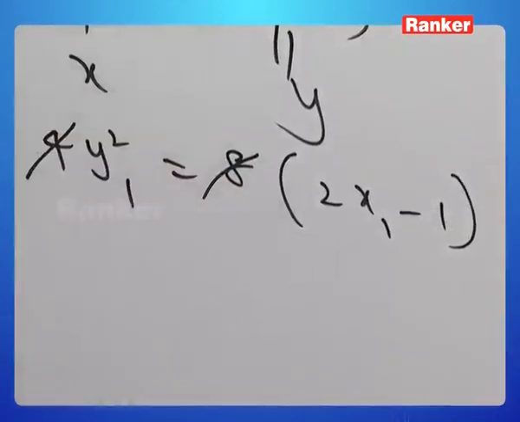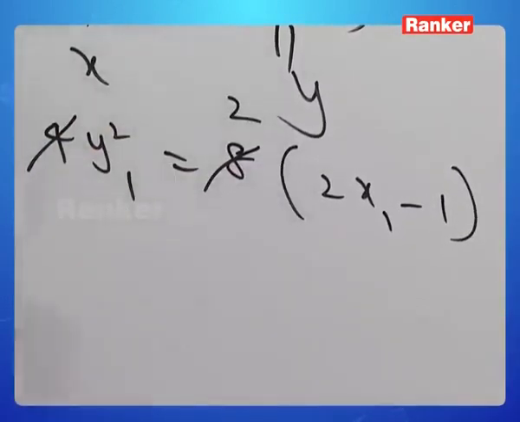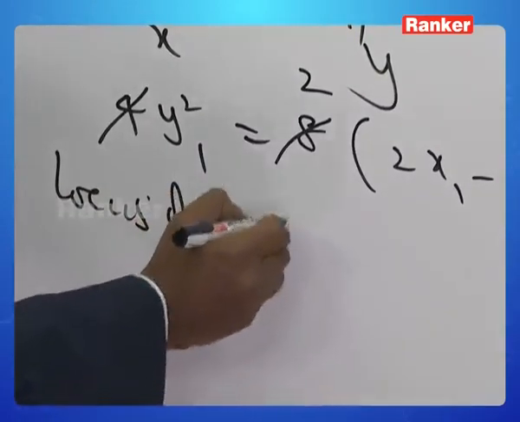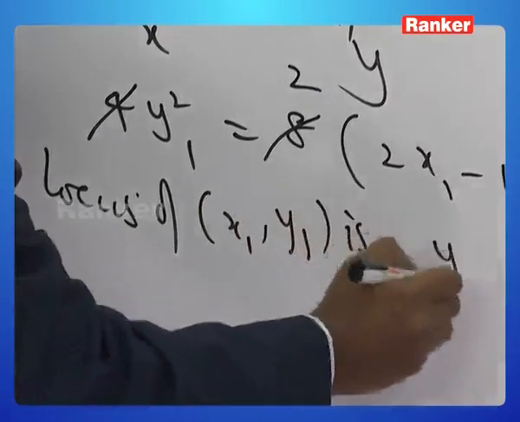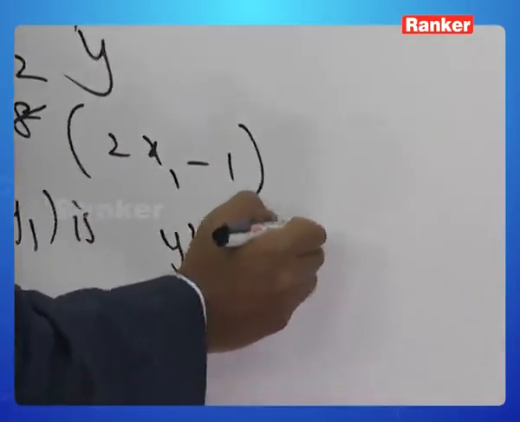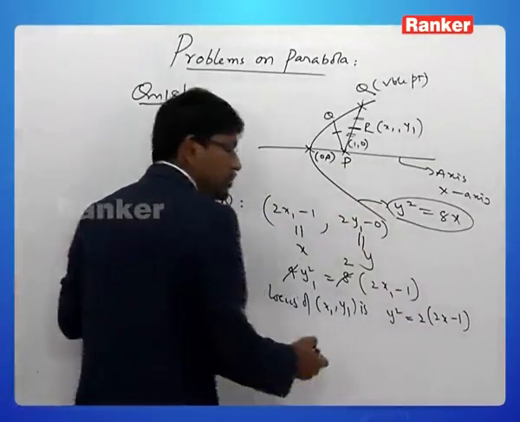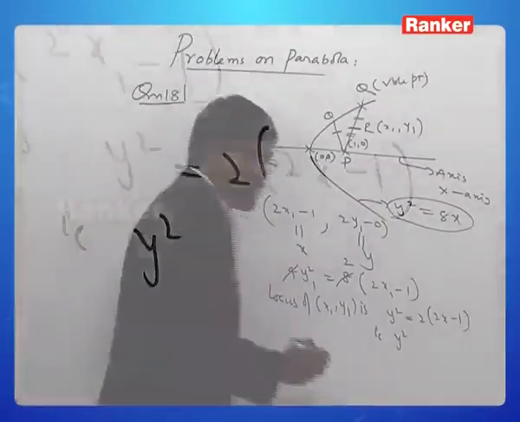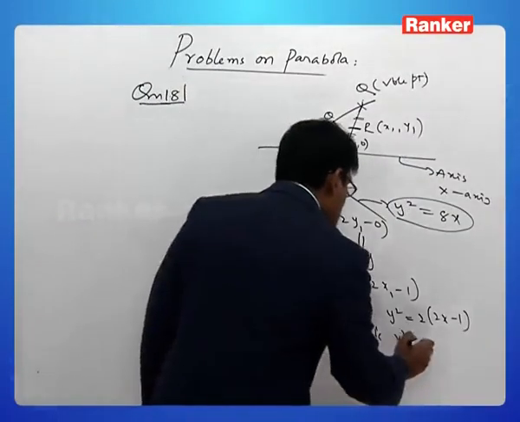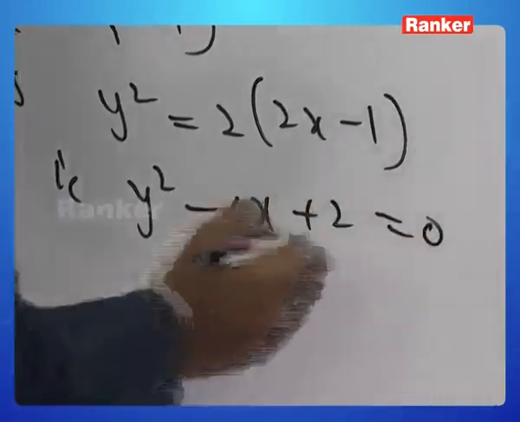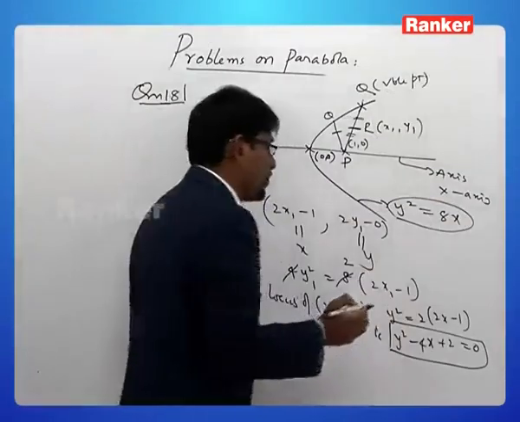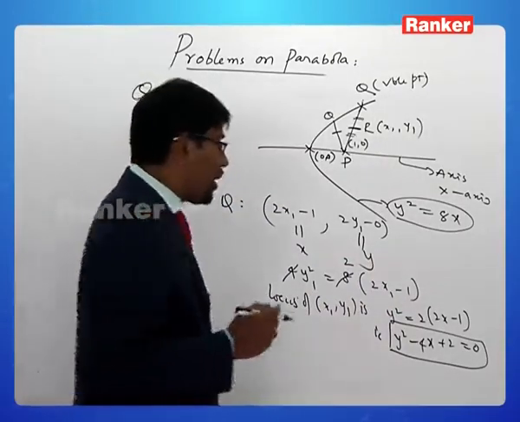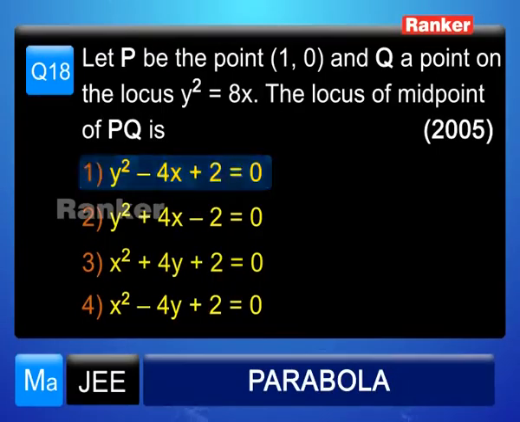Let us cancel out this 2 here. So what we have is the locus of (x1, y1): y² = 2 into (2x − 1). That is y² − 4x + 2 = 0. And that's clearly appearing in the options. Option 1 is the right answer.